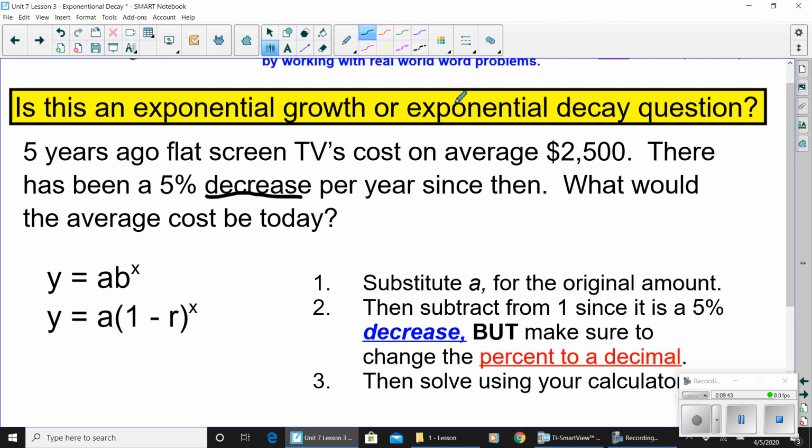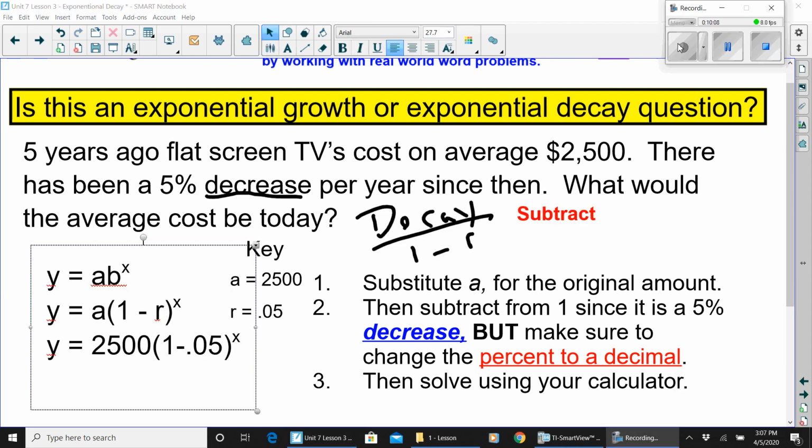So pause the video and see if you can figure this out. Use the formula. I have the steps on the side, and see if you can use your calculator to figure out the final answer. Press pause now. So if you're up to this, hopefully you did, and make a key.